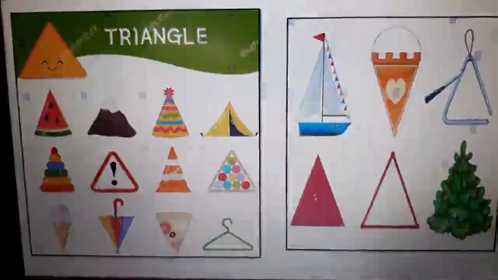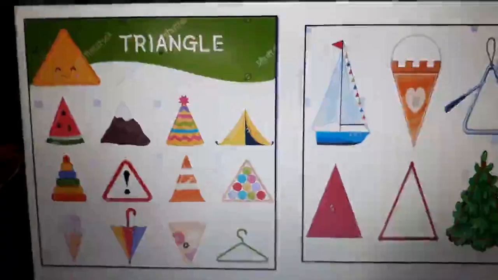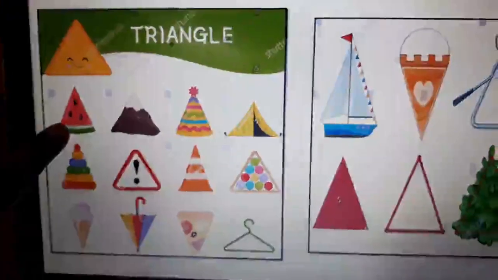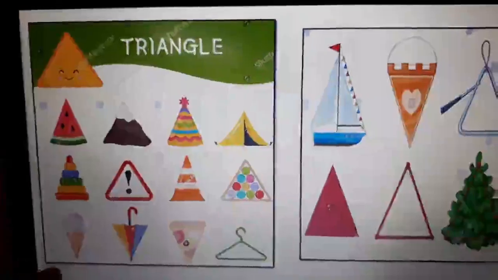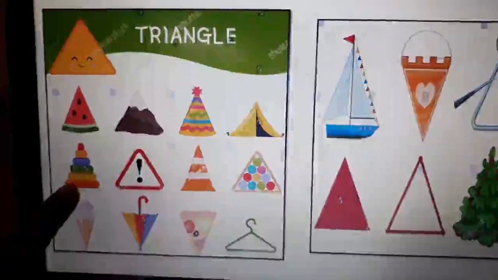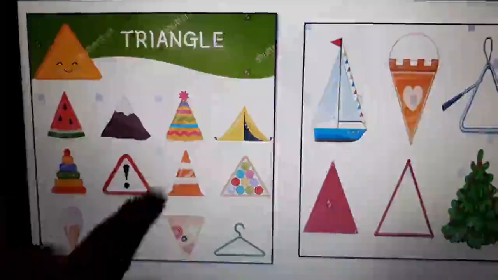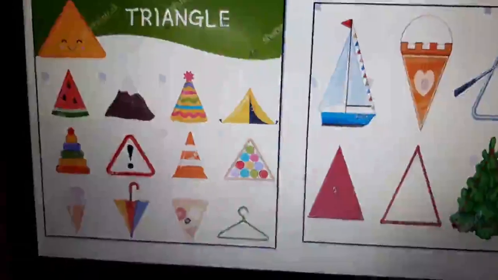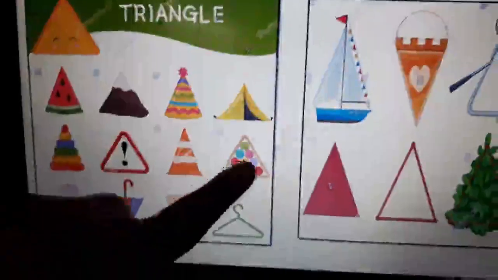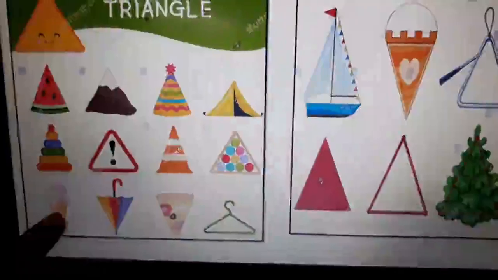So now it's triangle shape. Which are the objects that are triangle in shape? Slice of watermelon, then mountain, birthday cap, tent. Then this is a stack game for toddlers. This is the signboard. And what are these? Cones. You will find these cones on road where some construction or repair work is going on. Clear? Again, these are balls kept in a triangle. We use this for billiards game. Then we have ice cream cones.